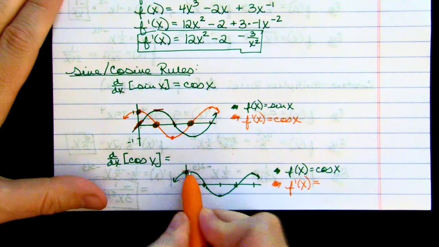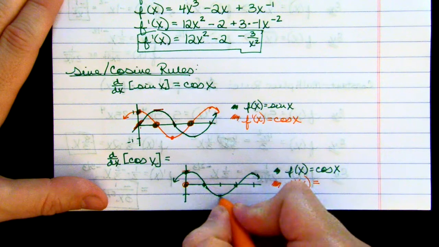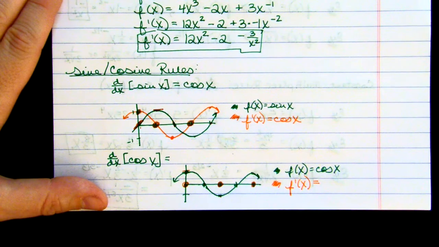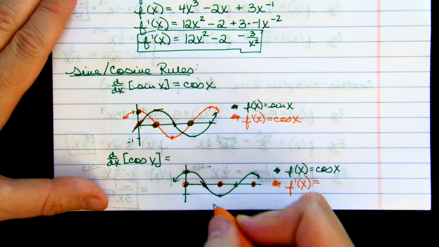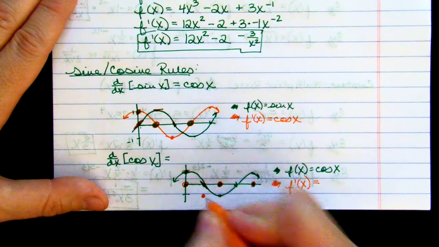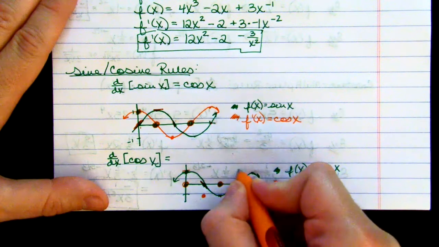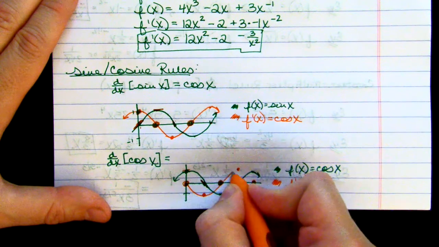Well, over here, my slope is 0, so I need a y value of 0. Slope is 0 over there as well, so I've got a y value of 0. Slope is 0 over there, y value of 0. Over here, my slope is negative 1, so I need a y value of negative 1. Here, my slope is positive 1. I need a y value of positive 1. Oh, this is not completely what I was expecting.